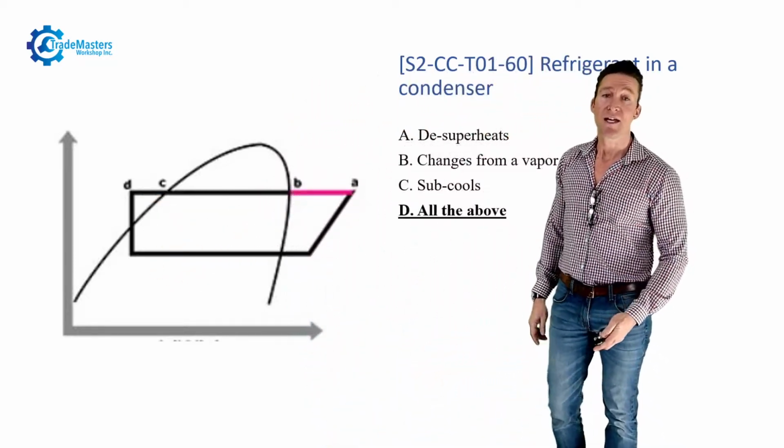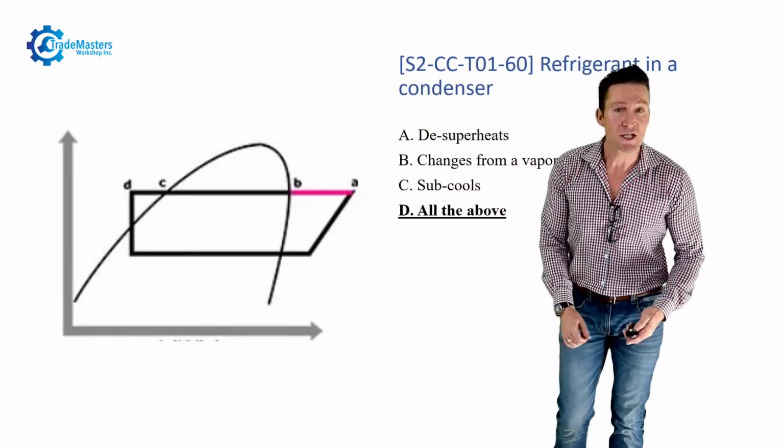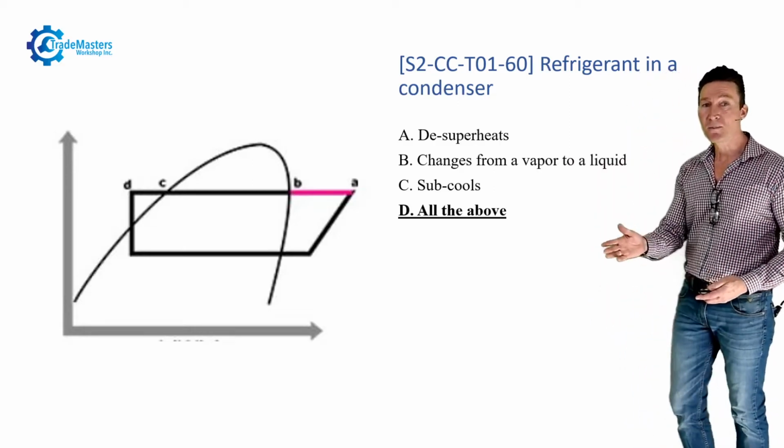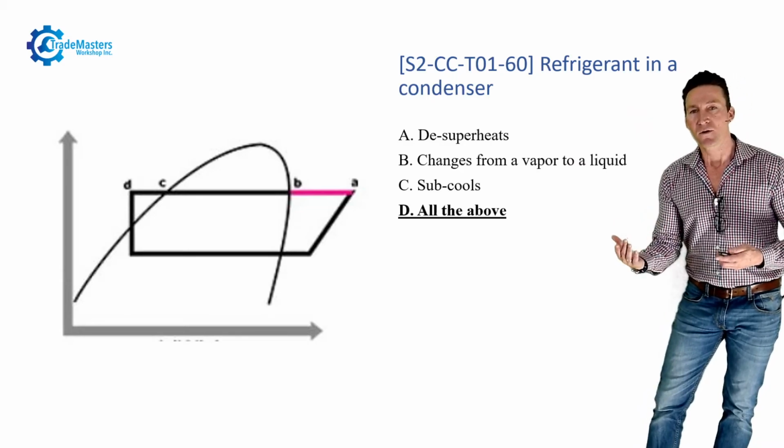Well, actually, everything's happening. We're de-superheating the gas from A to B, we're changing from a vapor back to a liquid from B to C, and we're subcooling that liquid from C to D.